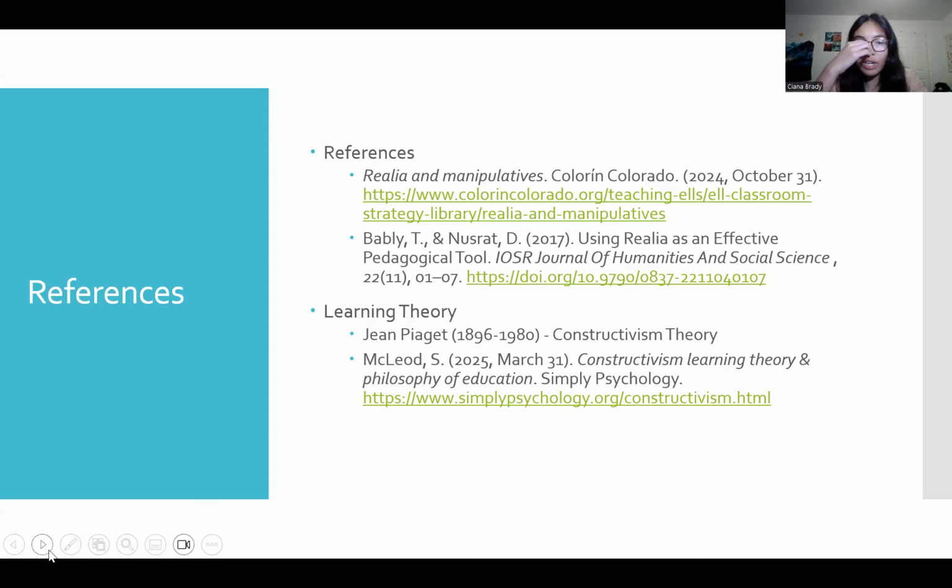So for the learning theory, I have Piaget's constructivism theory. His theory involves learners reflecting on their experiences, creating mental representations, and incorporating new knowledge into their schemas rather than passively receiving information. Part of this includes interactive exploratory environments, which would include something like incorporating Realia, even though it's not directly stated that way in the theory. I couldn't find a specific date for when his theory was written, but I did find a website which I cited that breaks the theory down.